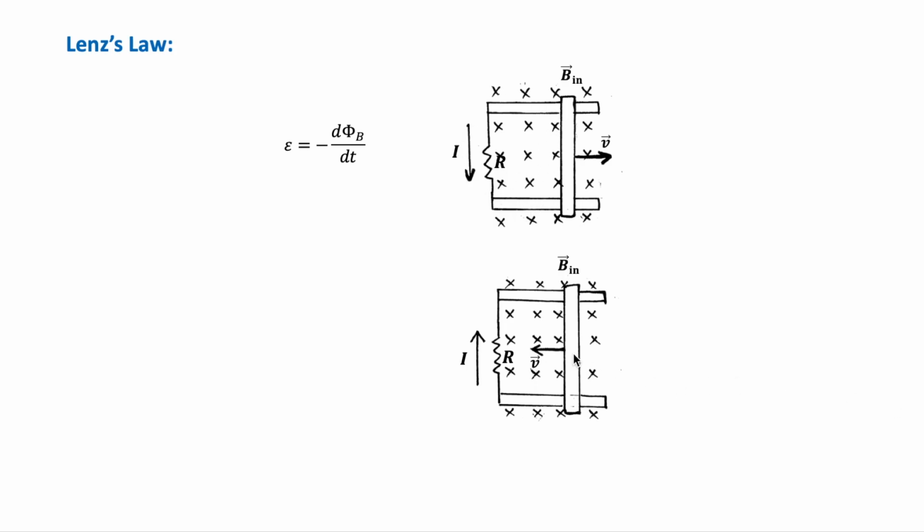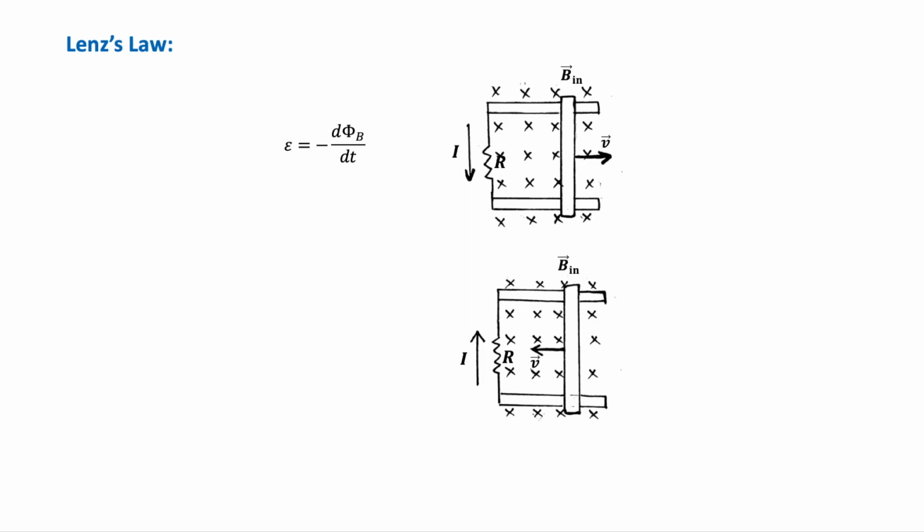So if the bar moves to the left, the magnetic flux through the loop will decrease with time, and the induced current must be clockwise to produce a magnetic field into the page to oppose this decrease in the external magnetic field flux. So in either case, the induced current tends to maintain the original flux through the circuit.